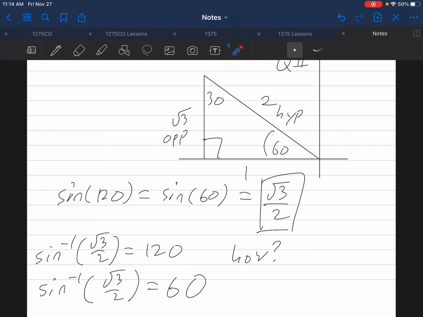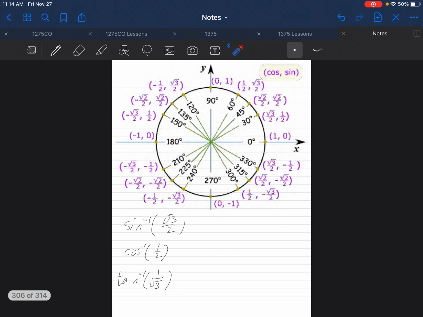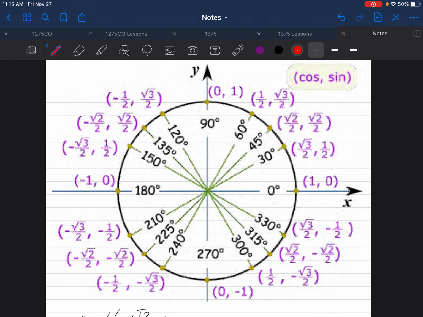Well, that happens because of the way that trigonometry is set up, right? I'm not going to dive too deep into that, other than the fact that you do need to be able to recognize these duplicate answers, and they're visual on the unit circle, right?